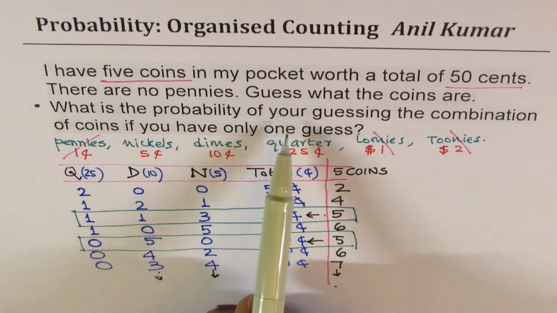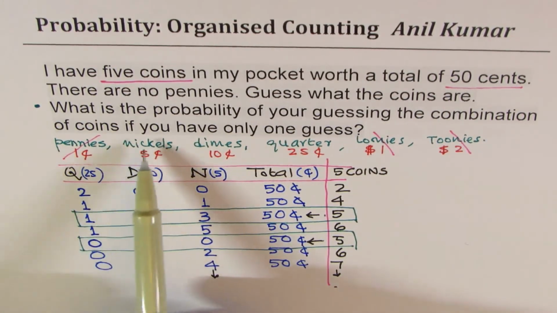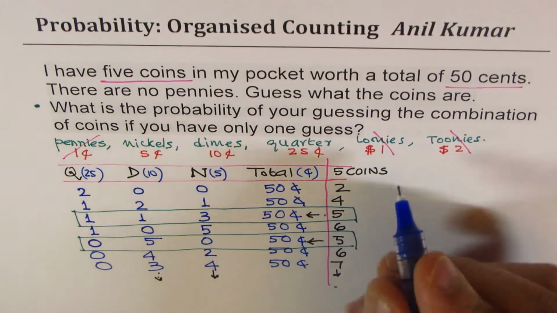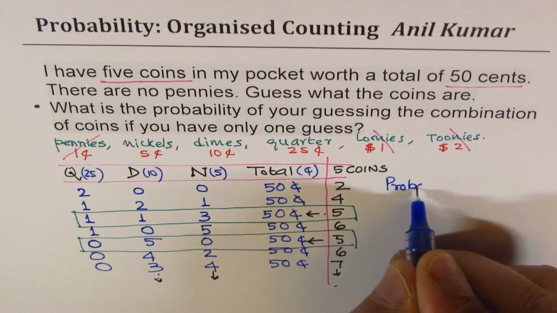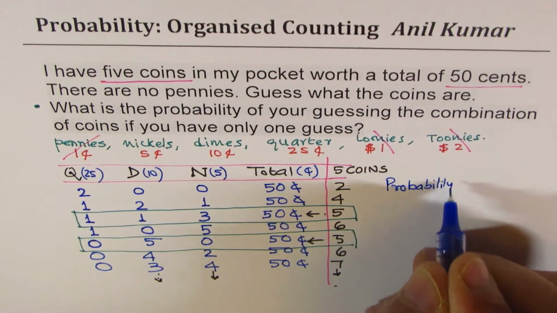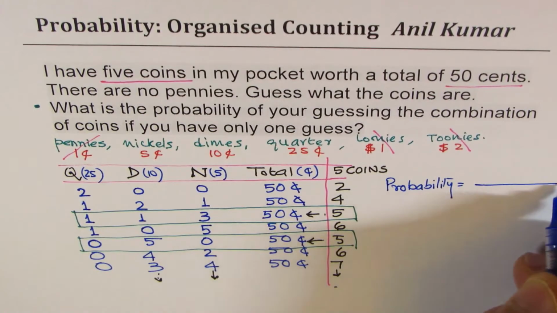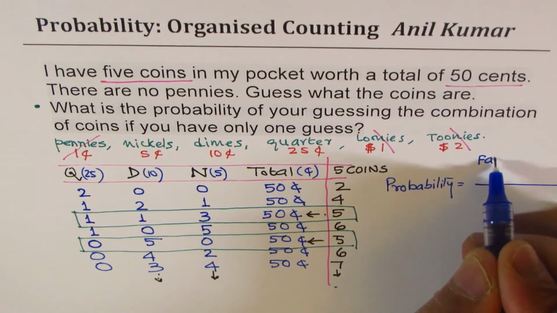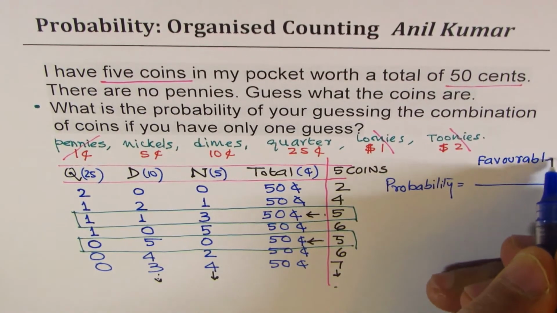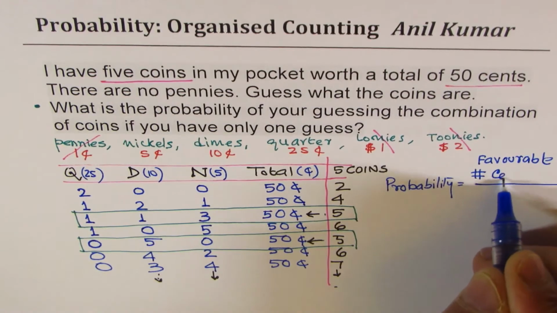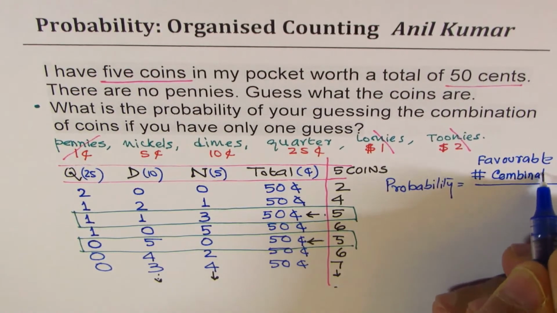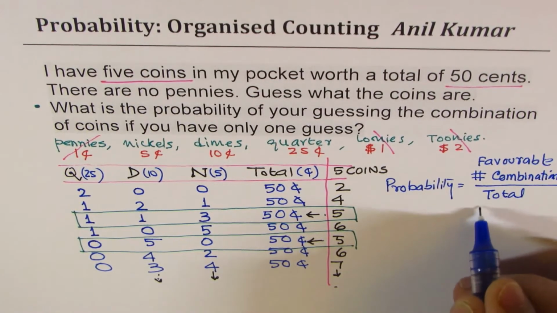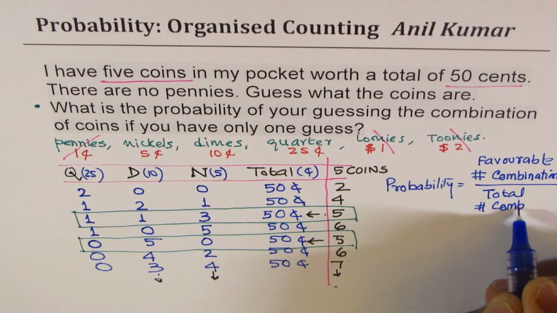What is the probability of your guessing the combination of coins if you have only one guess? Correct? Now, what is probability? Let's define that first. In probability, we look for 2 things. One is, what are favorable combinations? Favorable number of combinations. Is that okay? And the other one is total number of combinations.